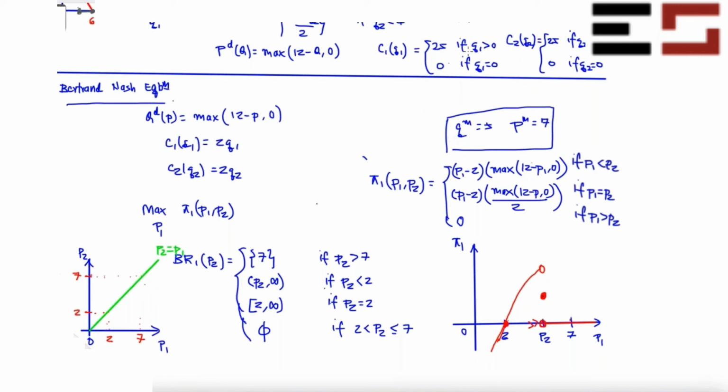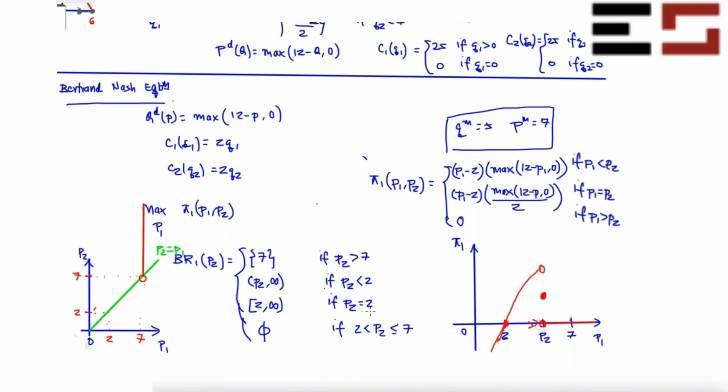So when P2 is greater than 7, 7 is the best response, so I'm going to plot a vertical line like this. And I'm not going to fill this point, because at this point there is no best response. So this point on the green line is not included. Now when P2 is between 2 and 7, there is no best response, so I don't have to draw anything. It's an empty set.